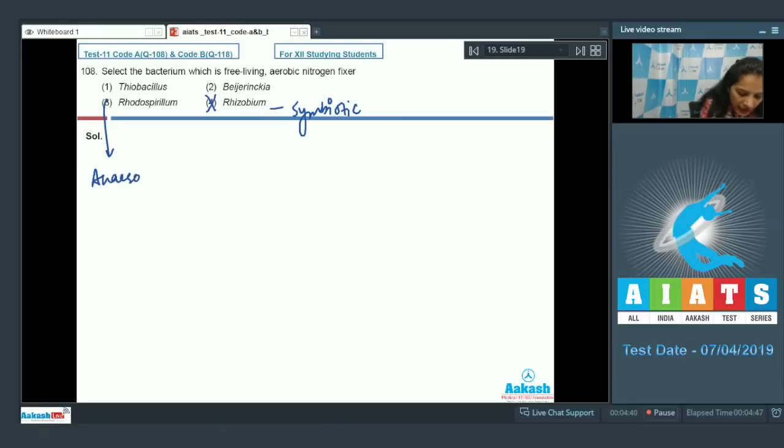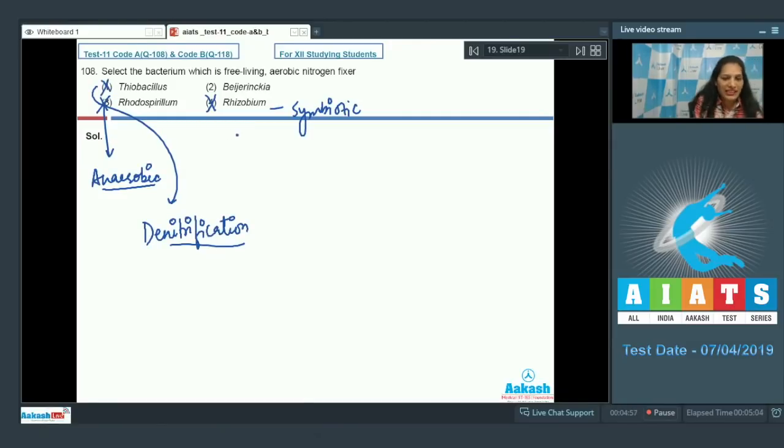Rhodospirillum is an anaerobic nitrogen fixer, so this option is also ruled out. Thiobacillus is involved in denitrification, so this option is also ruled out. What about Beijerinckia? Yes, it is an aerobic and free-living nitrogen fixer. So the correct option for the given question is option number 2. Let's move to the next question.